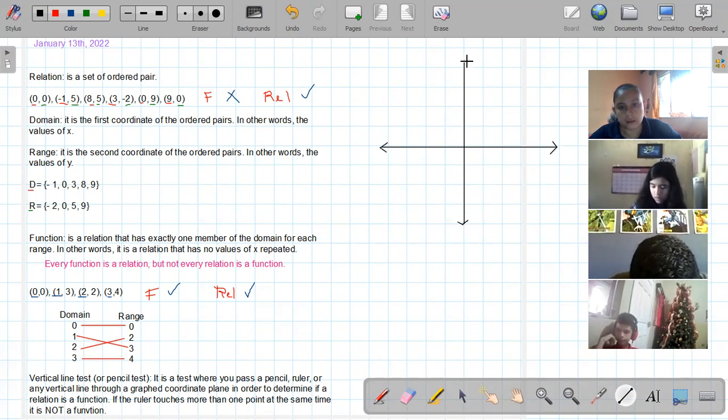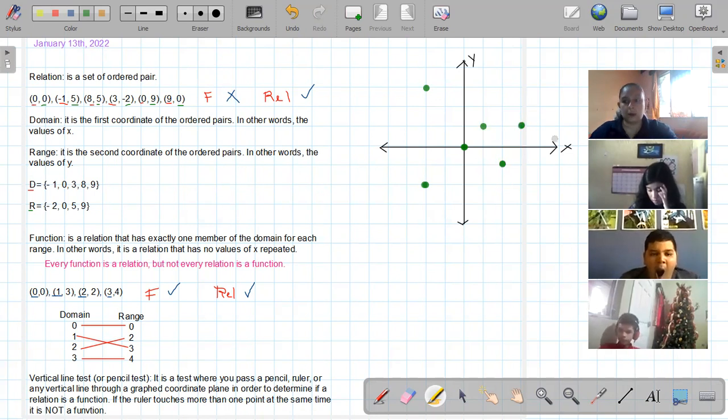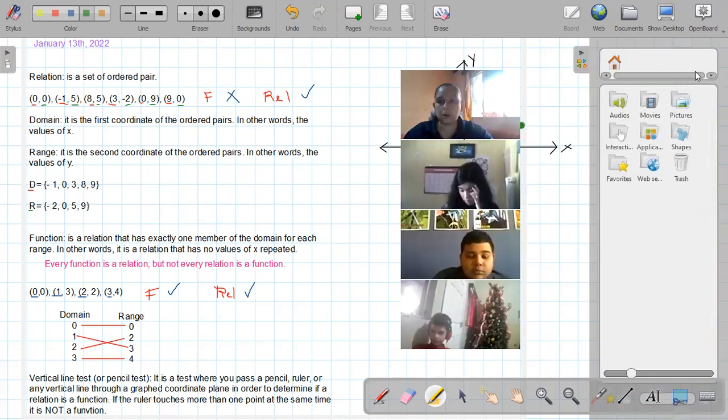Some random points. I'm going to graph some random points. So you know that this is X. You know that this is Y. And now I'm going to start graphing in green some points. So this is 1 point. I want another point over here. Another one goes here. Another one goes here. Here and here. And I'm going to pull out my ruler.